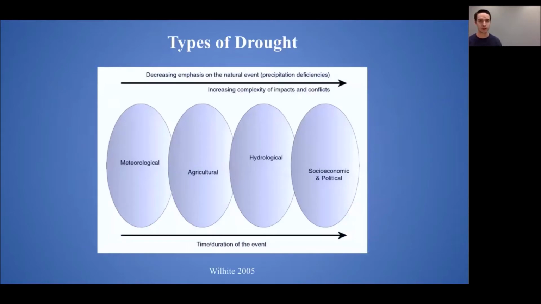All right, before getting into flash droughts, I want to talk briefly about the types of droughts there are. There are four main types: meteorological, agricultural, hydrological, and socioeconomic and political. These will change depending on the time and duration of the event. Specifically with flash droughts, we are looking at the meteorological time and duration, but these begin meteorological and they eventually can lead into agricultural in terms of their effects and their temporal and spatial resolution.